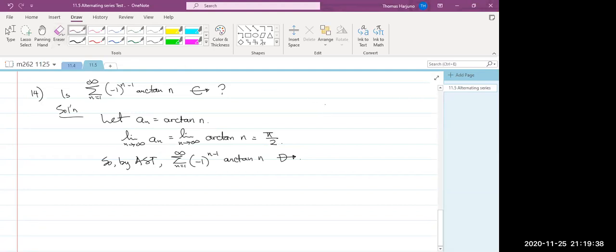Some little note: alternating series can also be created using cosine n pi. Because cosine pi is negative 1, cosine 2 pi is 1, cosine 3 pi is negative 1, and so on and so forth. So you can actually do it this way, of course, for n an integer.